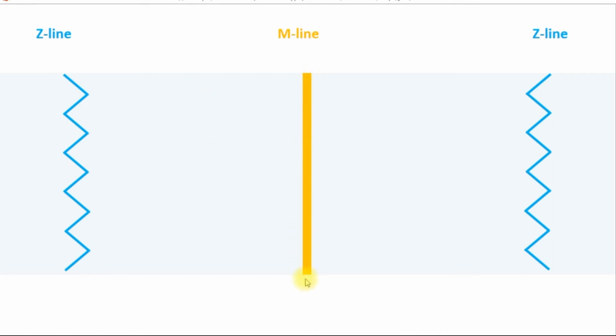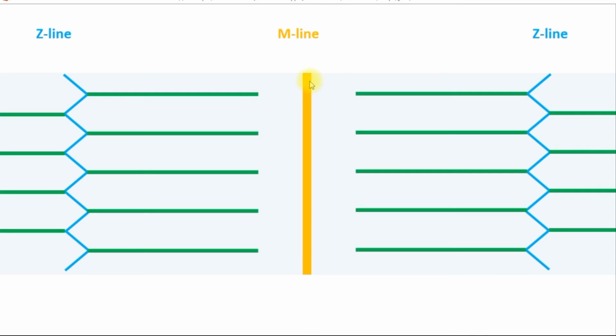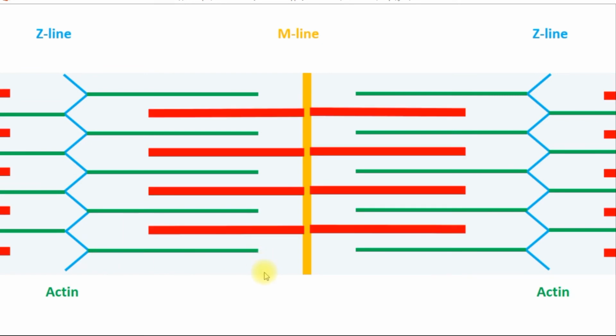So the central part, the midline of the sarcomere, is the M-line. We have thin filaments, which are called actin filaments. They are attached to Z-lines. Here we can see on both sides of the Z-lines we have actin filaments. And also we have thick filaments, shown here in red. They are myosin filaments. They are attached to the M-line.